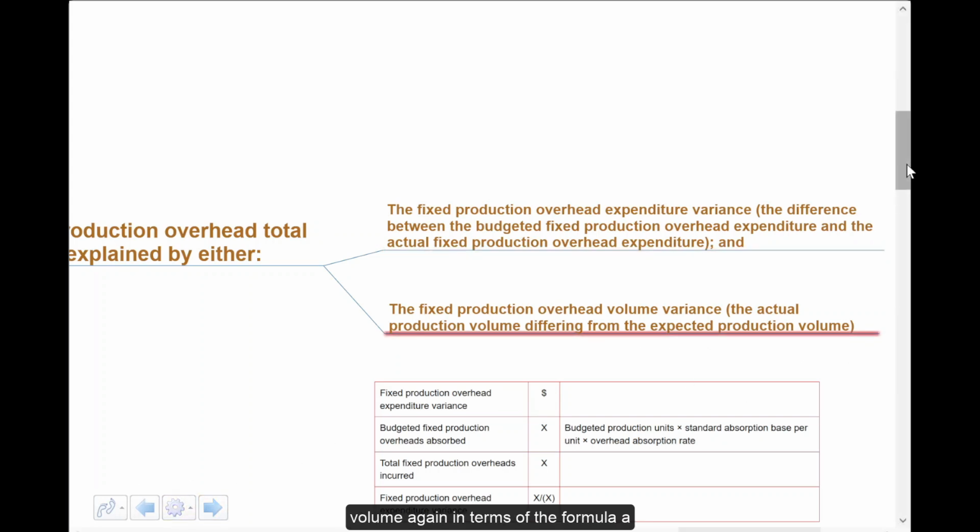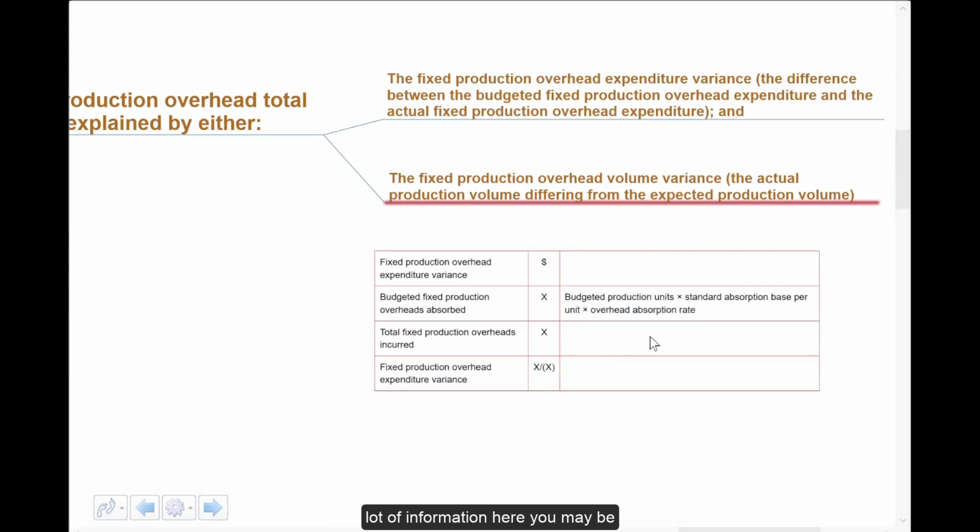Again, in terms of the formula, a lot of information here. You may be wondering, why are these elements a part of it? For the moment, let's just say to ourselves, we know what we're dealing with. We know that we're dealing with fixed production overhead. We know that we have two separate approaches, i.e., absorption or marginal. Let's at this stage simply learn the formulas as shown, giving us the expenditure variance here.